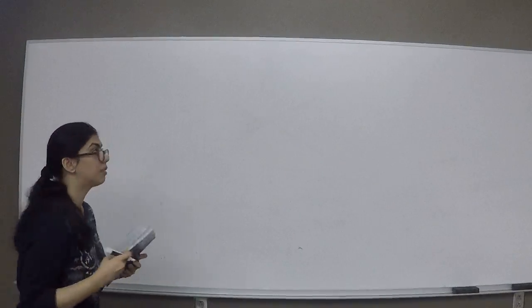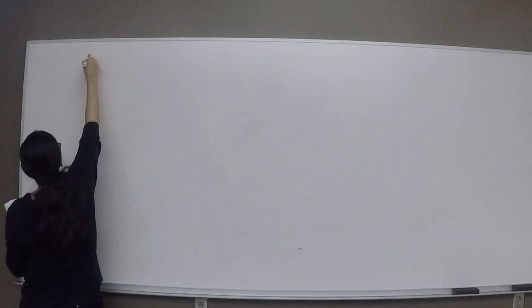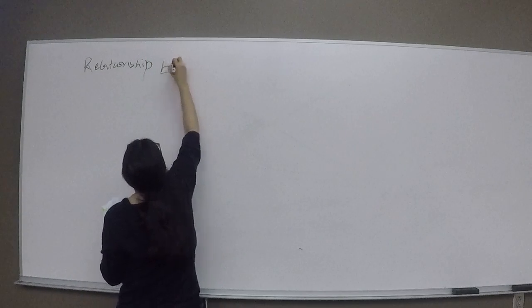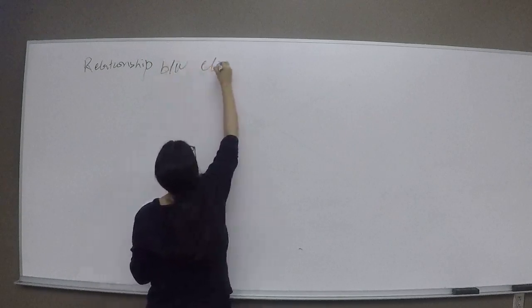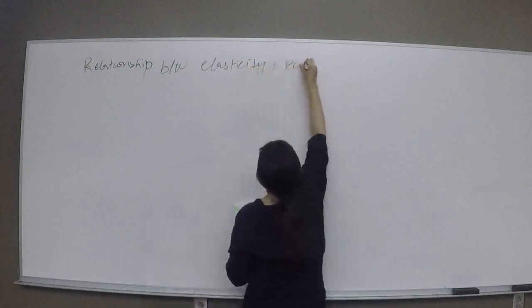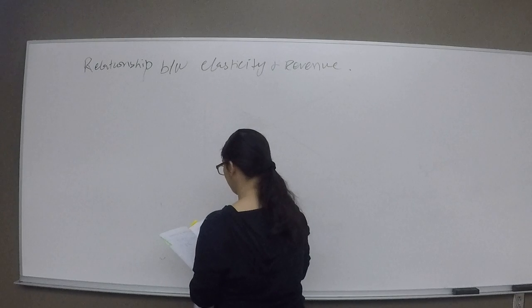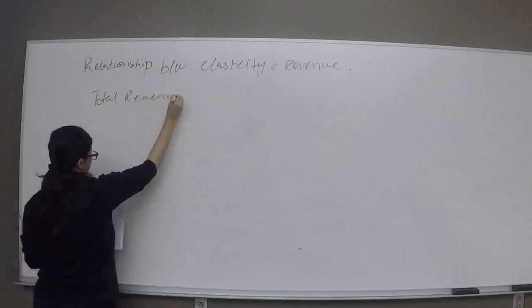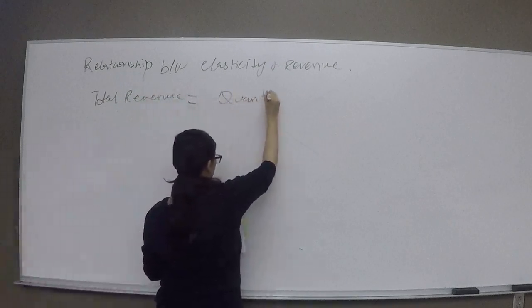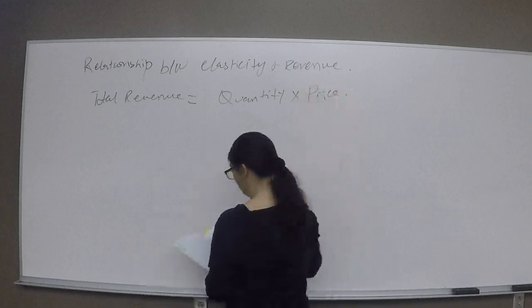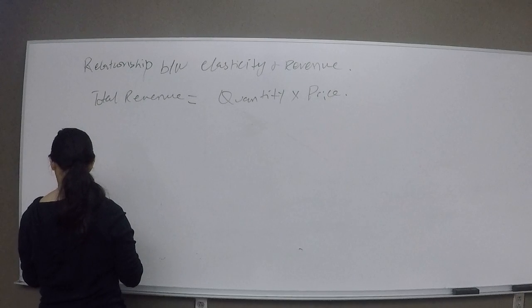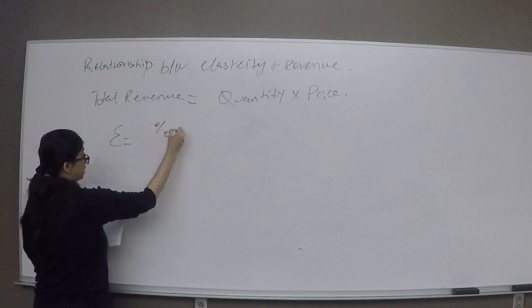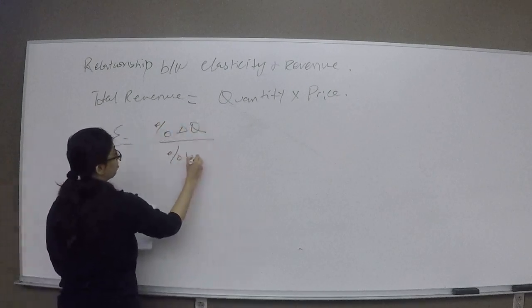So there is a certain relationship between elasticity and revenue. Total revenue is equal to quantity times price. How is that related to elasticity? Well, elasticity is equal to percent change in quantity divided by percent change in price.